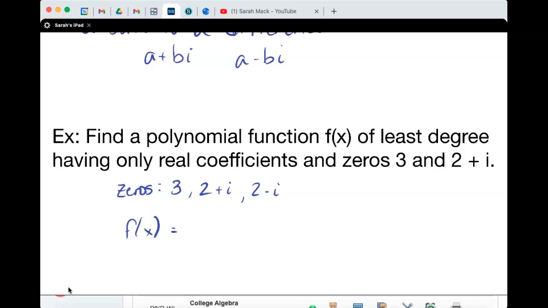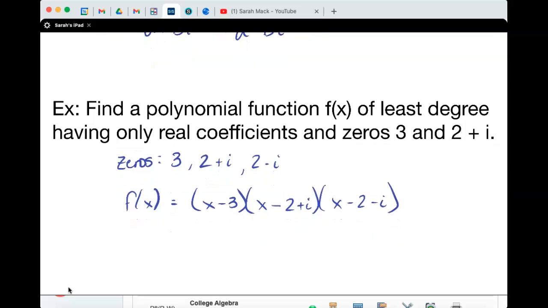So I can write all my zeros as linear factors. Instead of 3, I can write x minus 3. So that's in factored form. Do the same thing with the 2 plus i, so x minus (2 plus i), and then x minus (2 minus i) to represent the other two zeros. With the polynomial, we never write it like this technically. We always distribute it out to get general form. So that's what we're going to do.